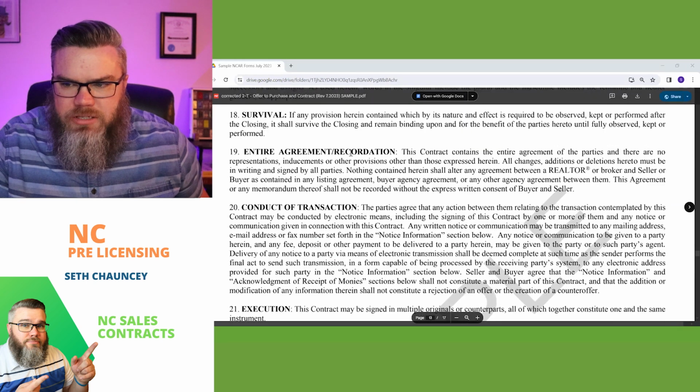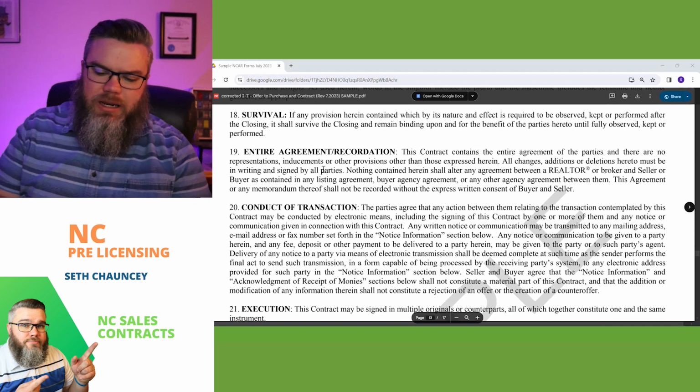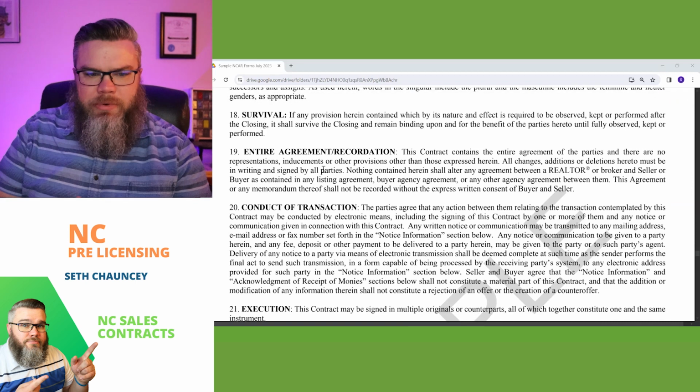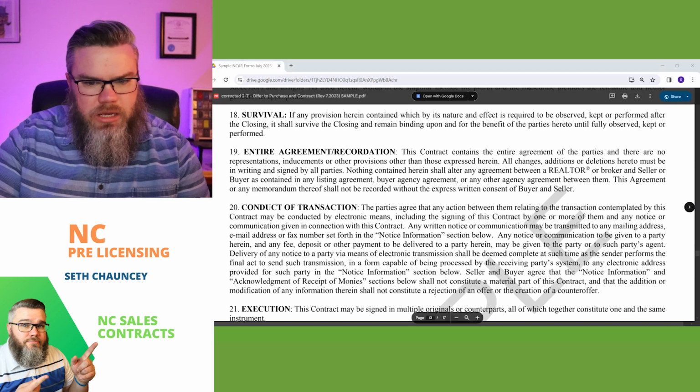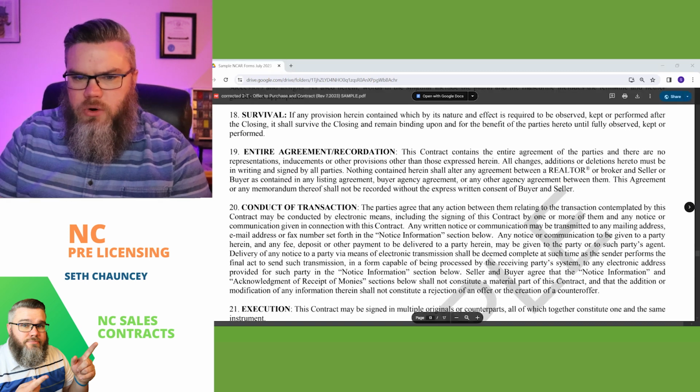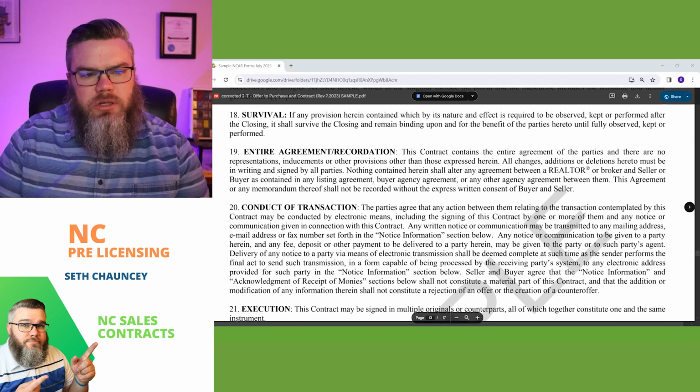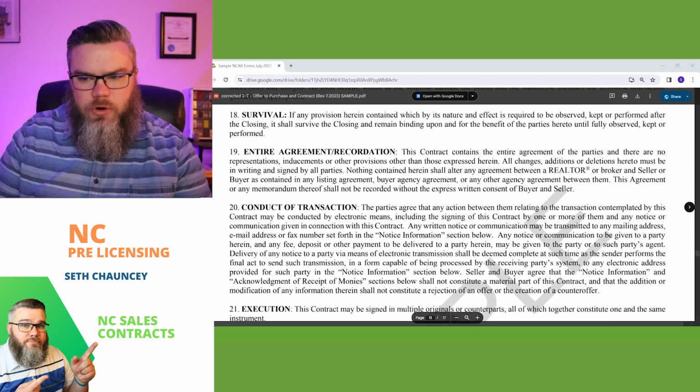The entire agreement / recordation, what this is stating, folks, is that this agreement is the agreement and nothing outside of the agreement is admissible. And so that's the parole evidence rule in action. Only what's in the written agreement is part of the agreement.